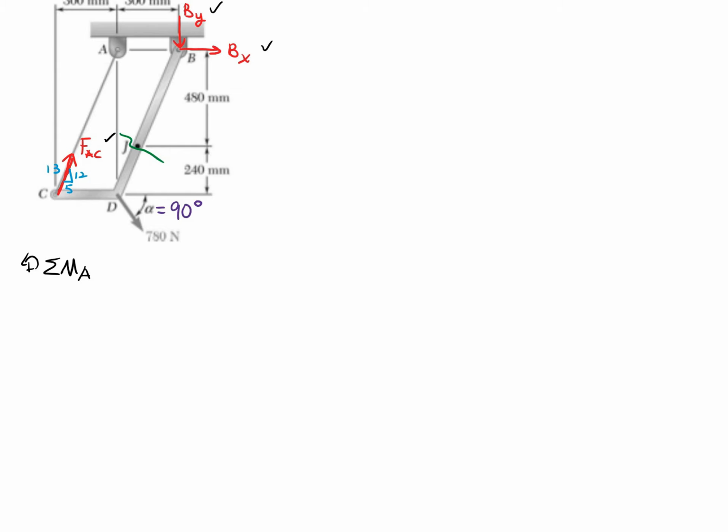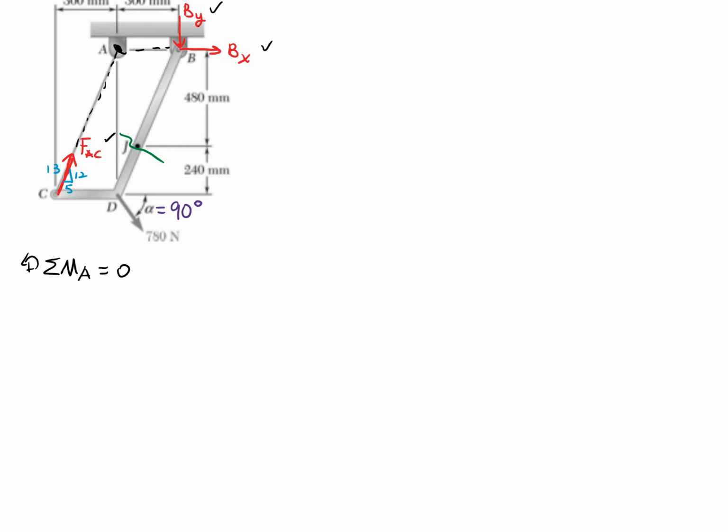And what we're doing with summing moment about point A, which is right here, is that we're going to be eliminating a bunch of things at once. You'll see that FAC goes straight through A, Bx goes straight through A if you track their line of action, which is very nice, because then the only thing we have to worry about is By.